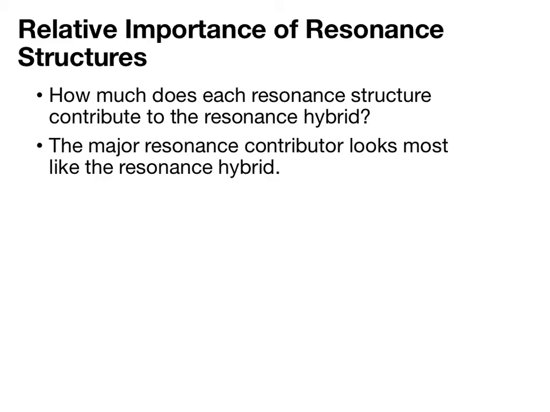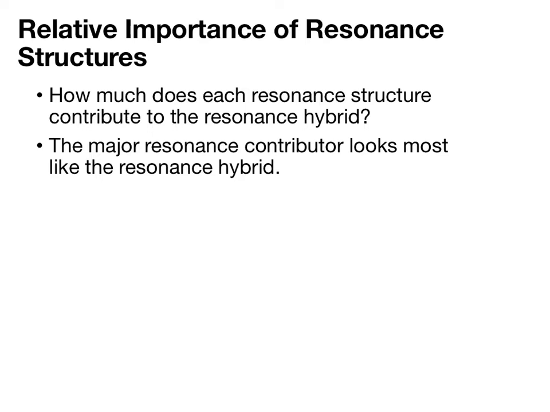The final thing we're going to talk about with resonance is the relative importance of resonance structures. So we're going back from the hybrid to looking at individual structures. But what we want to think about is how much does each resonance structure contribute to the hybrid? Or put another way, how much does each structure look like the hybrid? The major resonance contributor looks the most like the resonance hybrid. There's a few guiding rules that we're going to use for this.